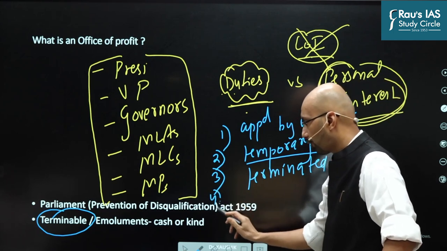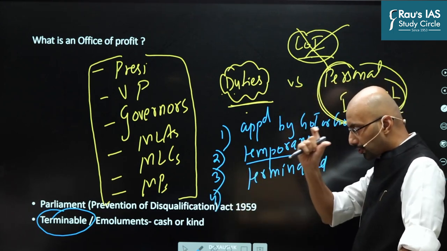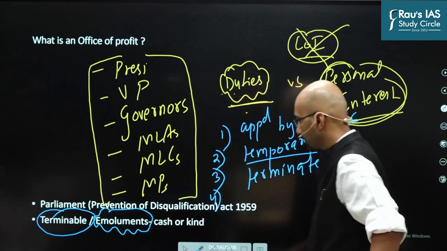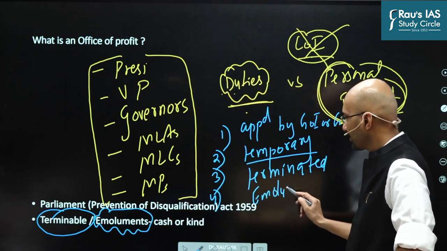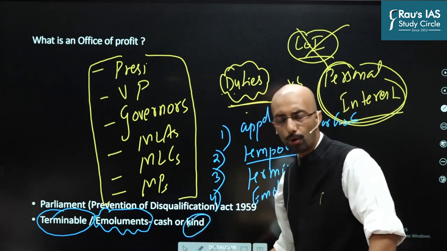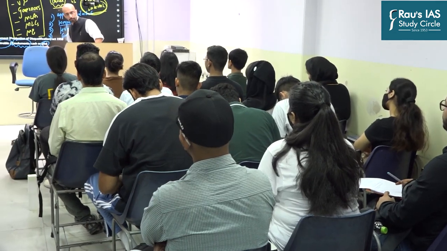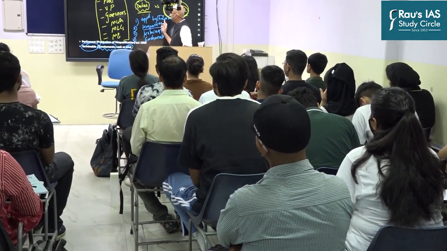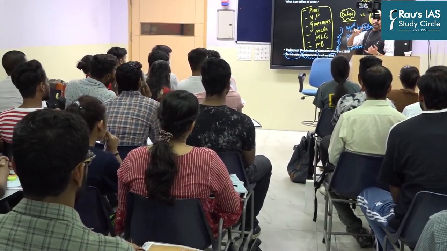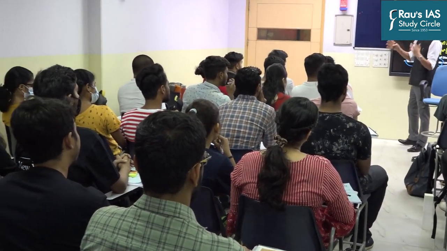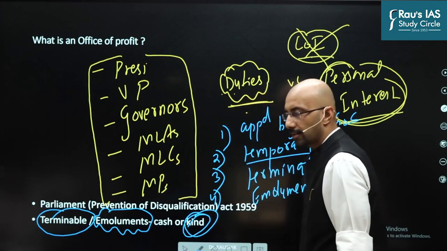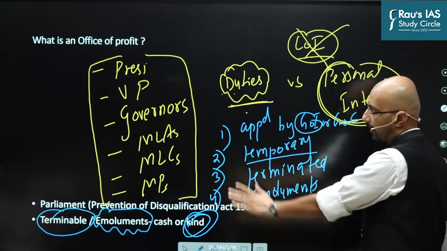And fourth, for performance of the functions of the office you have been given, you will be given certain emoluments. These emoluments may not always be in cash. They can be in kind also. In kind means that the government of India can give any of these people an office, and because they are holding that office, they might get free office space, free staff to work under them, or a free laptop. Certain things which are not in cash but in kind.